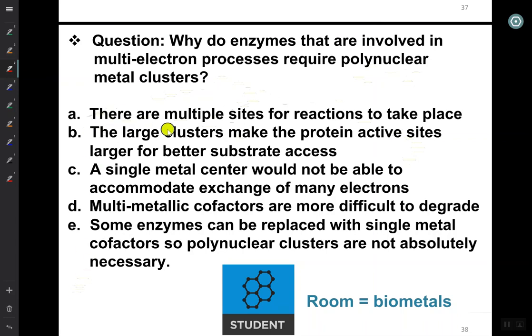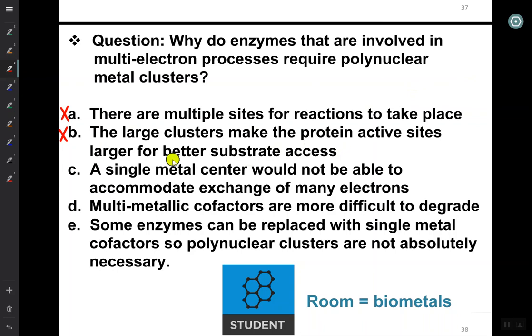A, there are multiple sites for reaction to take place. That can be true, but often you want selectivity, so I would say that that's probably not the best answer. The large clusters make the protein active sites larger for better substrate access. That has to do more, I think, with the active site environment. So if the active site pocket is very open, you can fit large substrate into it. If it's very narrow, then you can't fit large substrates. So I don't think that necessarily having multi-metals is important.